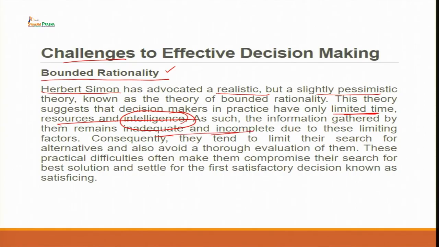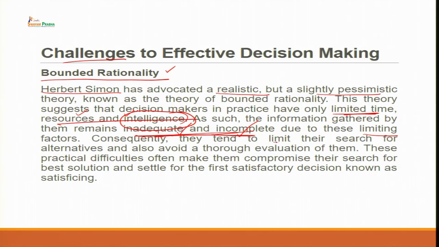Why inadequate and incomplete? Had the information been adequate and complete, there would probably be no requirement to use their intelligence much, or maybe resources, because they would know what information they have and now they have to take the decision. But since these prerequisites occur, that is, inadequate and incomplete information, they have to utilize their intelligence and resources to a larger extent, and due to these limiting factors he is not able to give the appropriate alternative.